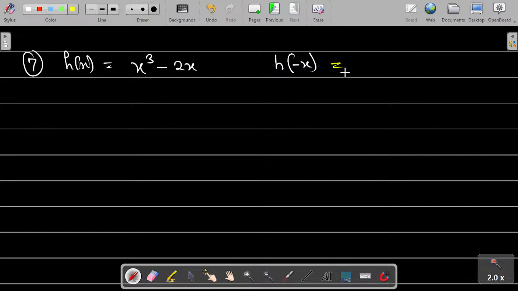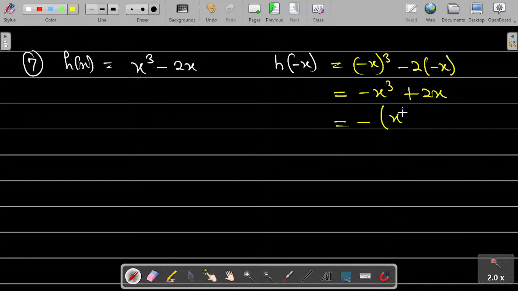So what is our h of minus x? That means we are substituting x as minus x. So that's going to be minus x raised to the power of 3, then minus 2 times our x, which now is minus x. So let's simplify. If you cube this, you're going to get minus s cubed. Then if you multiply this, you're going to get plus 2x. Let's try to bring out the minus sign and see if what will be left in the bracket will be the same as this. If you bring out this, this is going to become s cubed, and this one will become minus 2x, which is exactly what you have as your h.